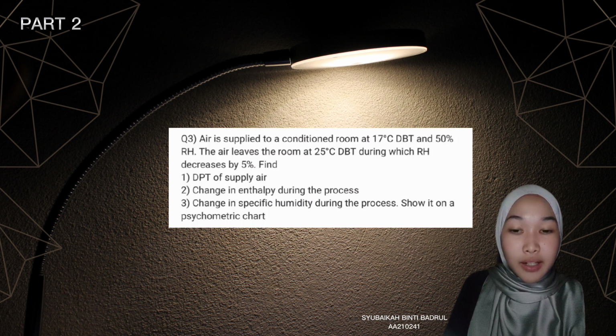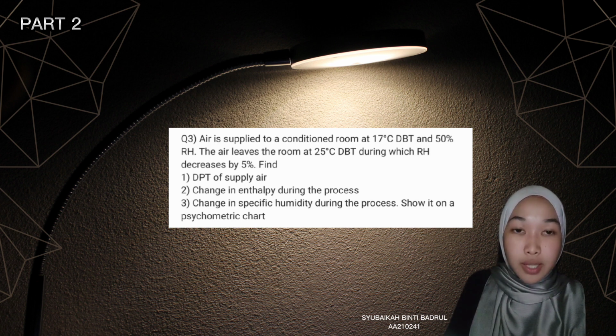Question 2. Air is supplied to a conditioned room at 17 degrees Celsius DBT and 50% RH. The air leaves the room at 25 degrees Celsius DBT, during which RH decreased by 5%. Find DPT of supply air, change in enthalpy during the process, and change in specific humidity during the process. Show it on a psychrometric chart.